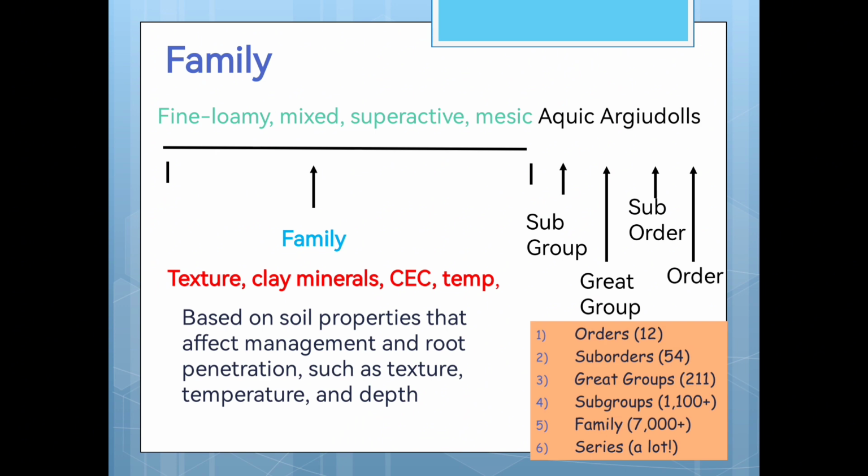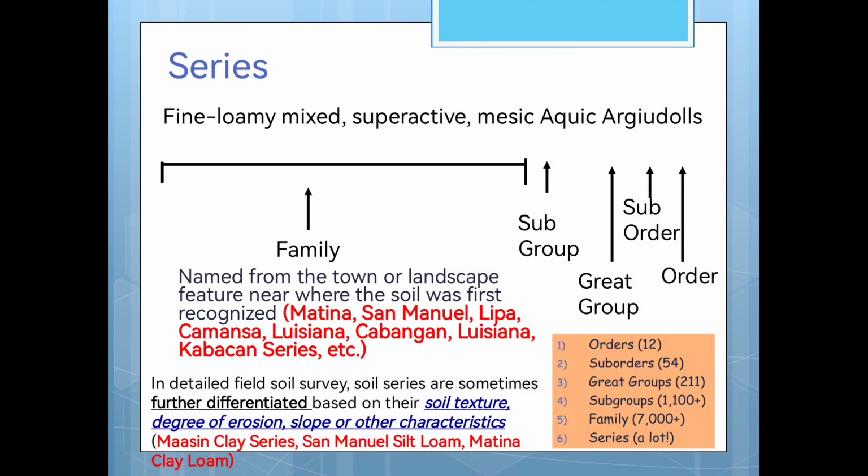And then we have the family. The family stands for the fine, loamy, mixed, superactive, mesic. So this is based on soil properties that affect management and root penetration, such as texture, clay minerals, CEC, temperature, and depth. That is the family. And then we have the series. Series is the name from the town or landscape feature near where the soil was first recognized. So usually pinapangalan nila ito sa place, sa lugar kung saan nila unang na-describe yung lupa na yon. Like for example, Matina, San Manuel, Lipa, Camansa, Louisiana, Cabangan, Kabacan City. So there's a lot of cities in the Philippines.